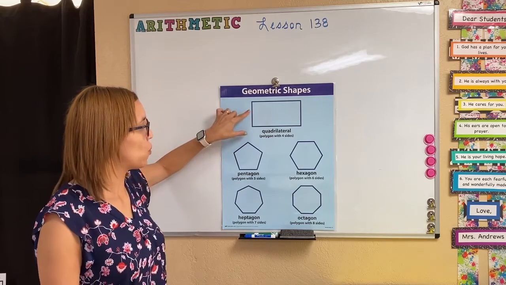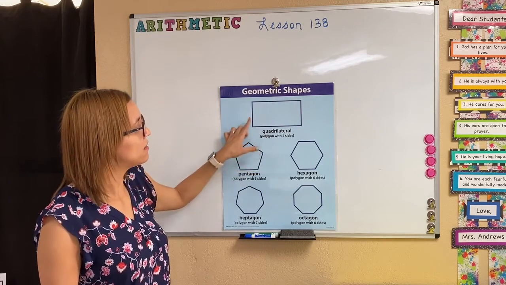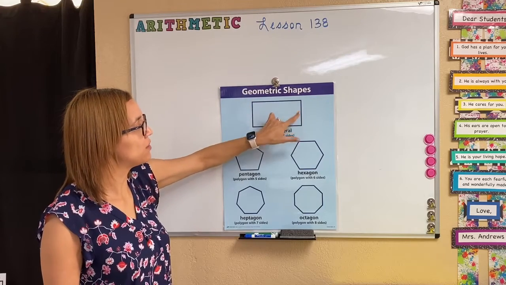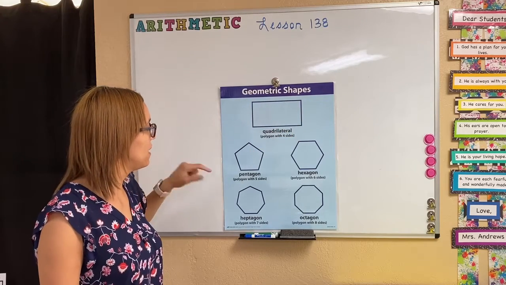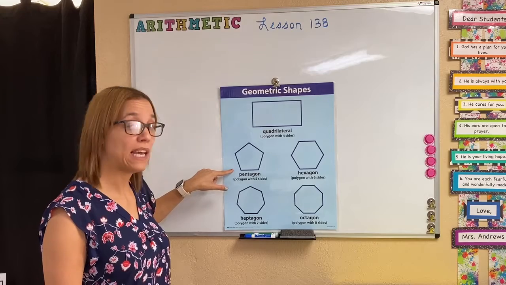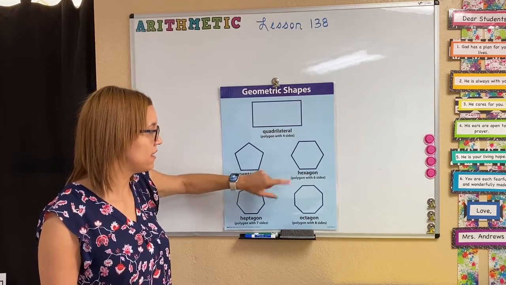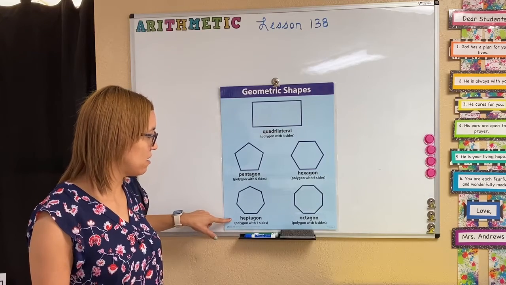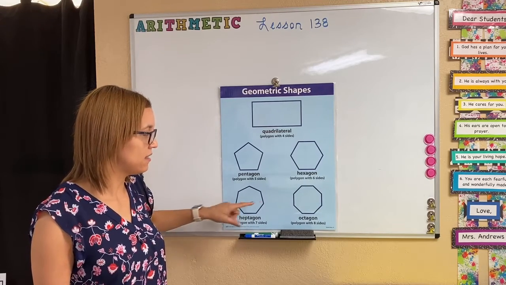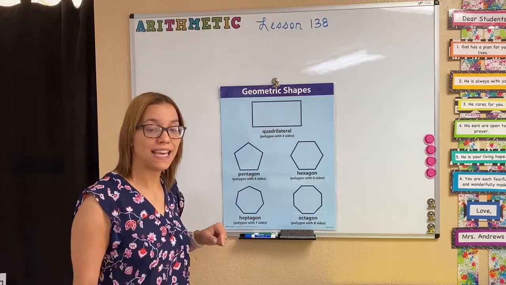Let's look at some geometric shapes. We have the quadrilateral, and this is a polygon and it has 4 sides, okay? We have a pentagon, which has 5 sides. Hexagon has 6 sides. Heptagon has 7 sides. Octagon has 8 sides.